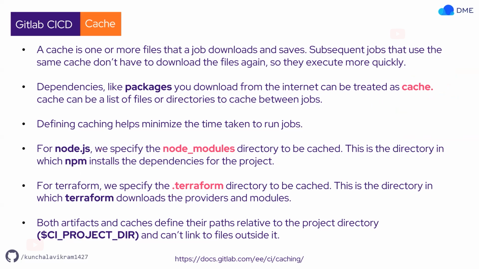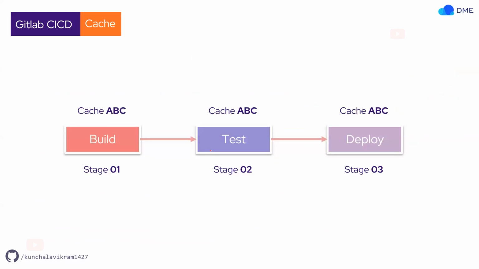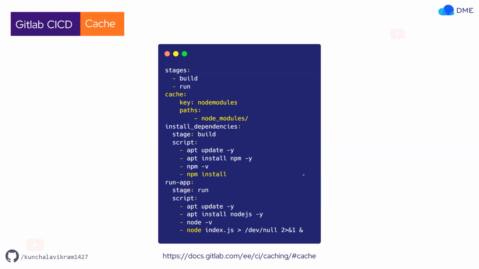Let's say for Node.js, if you download all the npm dependencies, then this node_modules folder will be downloaded, right? That also you need to use as a cache. That is the advantage. Now cache, once it is downloaded, you can use across multiple jobs. And you can define cache at the job level, or you can define it at the global level. That is also fine.